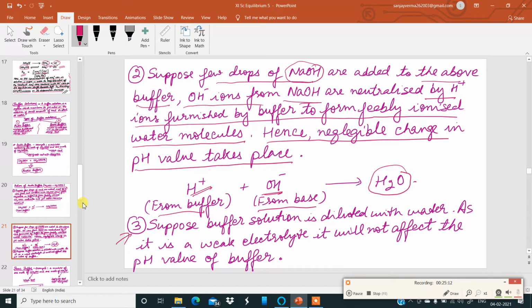The third point over here, suppose buffer solution is diluted with water. We add water. We know water is neutral, containing equal hydrogen and hydroxyl ions. So as it is a weak electrolyte, it will not affect the pH value of the buffer. So these are the three cases in this example where we have taken the buffer, which is called an acidic buffer containing acetic acid and sodium acetate.